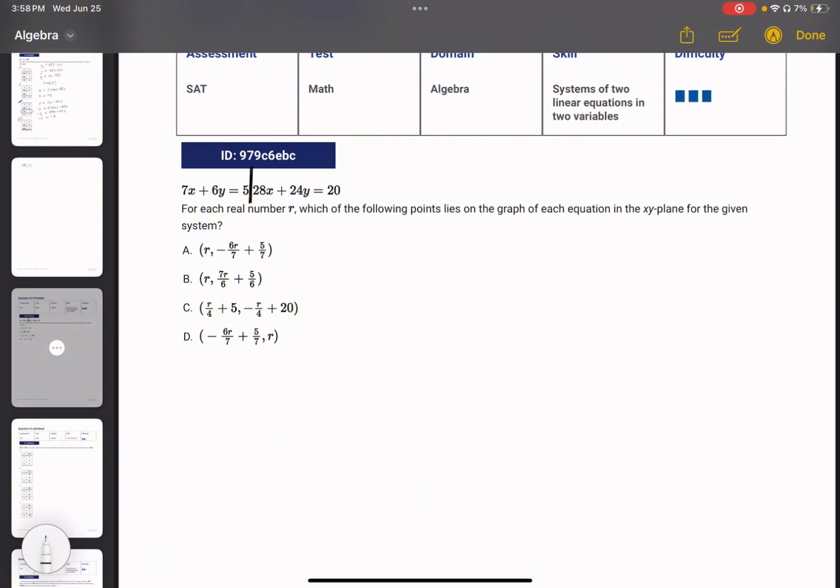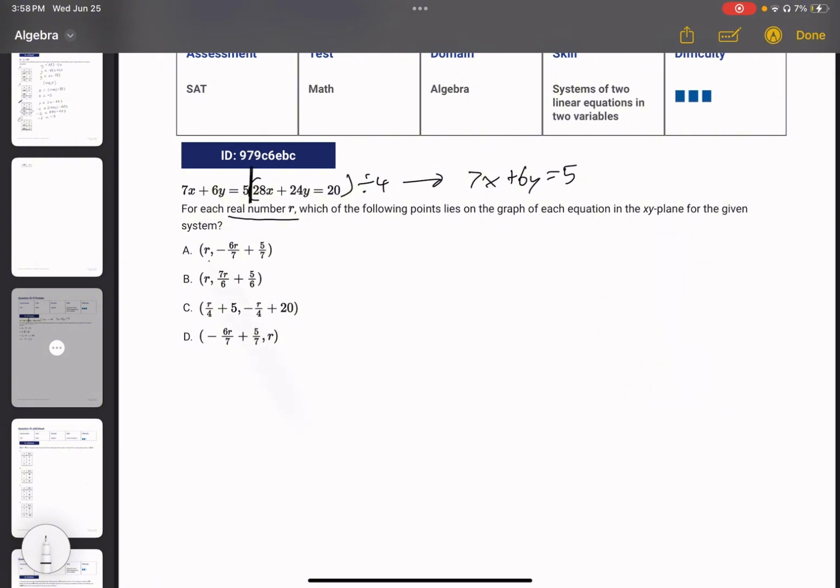So what I notice off the bat here is that this is the same exact equation as this, but divided by 4. So if we divide everything in this equation by 4, we're going to get 7x plus 6y is equal to 5. 28 divided by 4 is 7, 24 divided by 4 is 6, and 20 divided by 4 is 5. So we have the same exact equation here, and it's asking for each real number r, which of the following points lies on the graph of each equation in the xy plane for the given system.